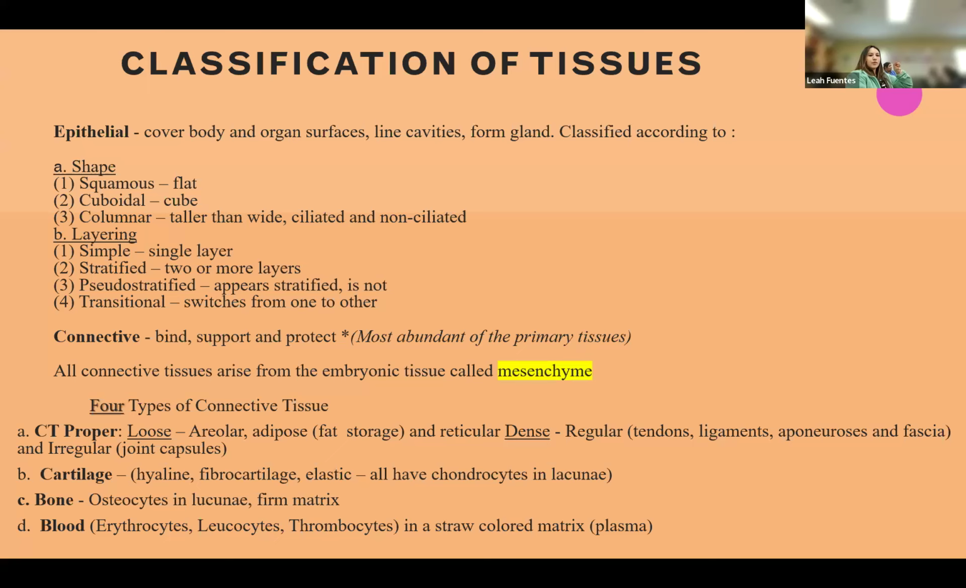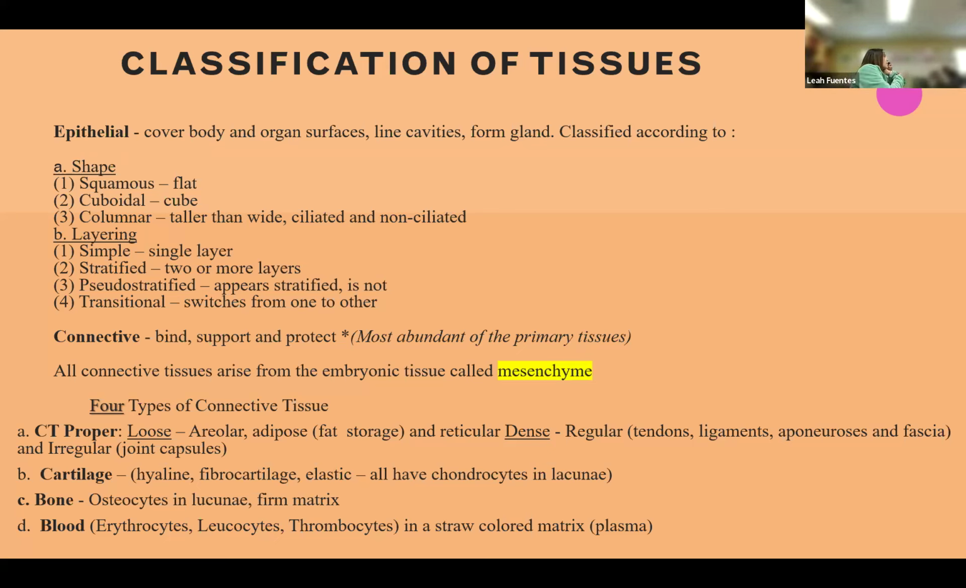Cuboidal, they look like cubes. And then columnar are just longer in length. With columnar, you can have ciliated and non-ciliated. Ciliated is the presence of the cilia on the top of the tissue, and those are like finger-like projections that allow for transport.